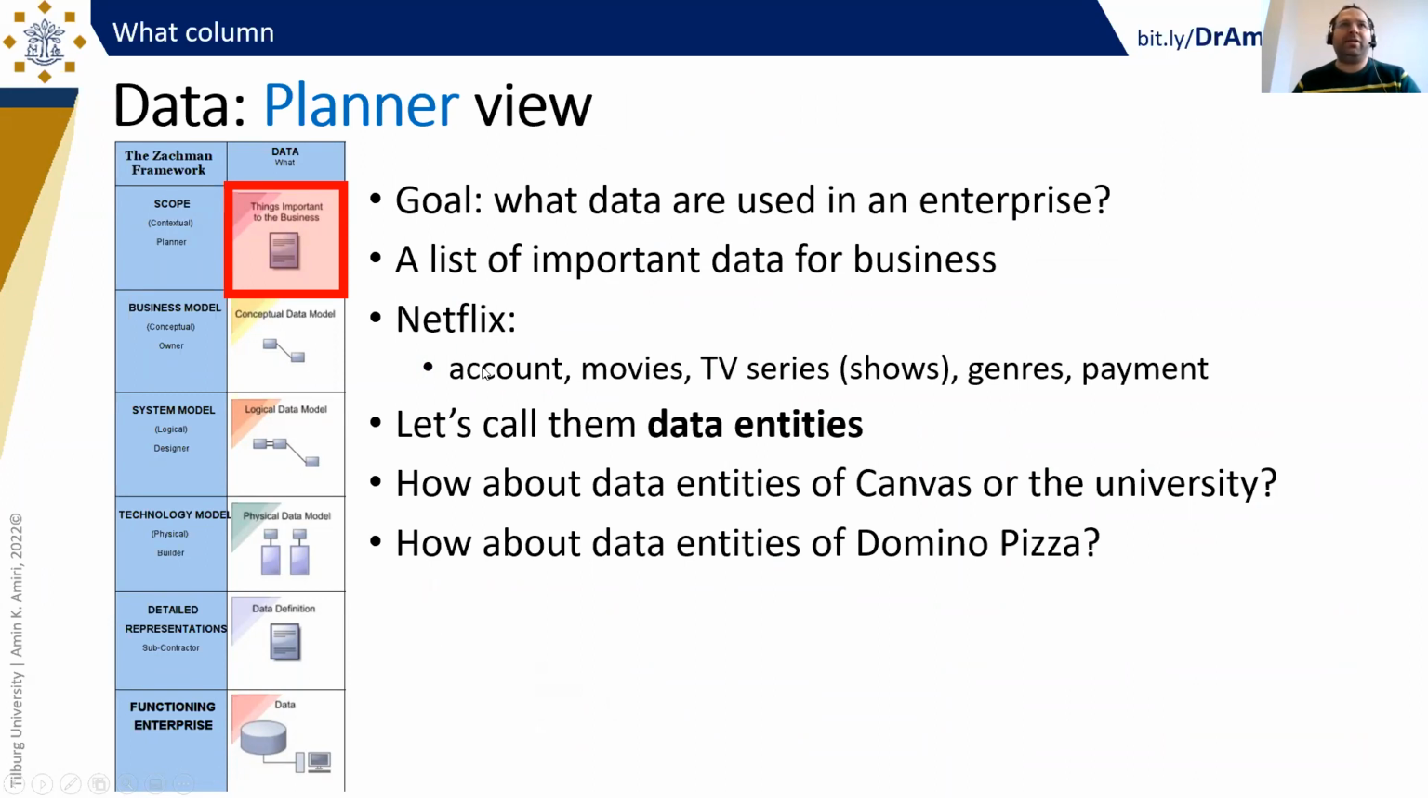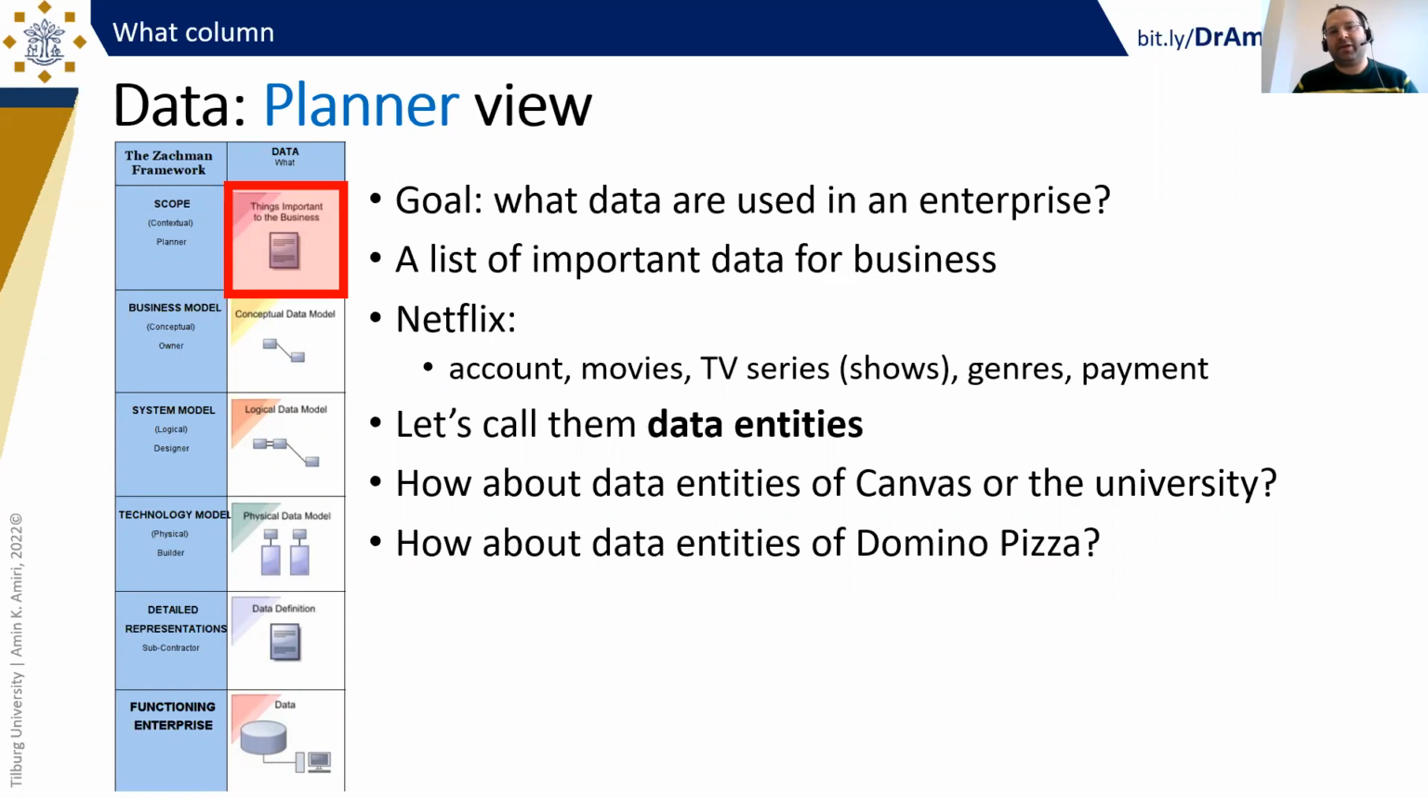On Netflix, you can say that to the executive board, the number of movies is important to them, the number of accounts is important, the number of TV series, genres that they have, and payment. These are the data that they care about a lot. And let's call these data entities. Account is a data entity, movie is a data entity. What are the data entities of Canvas from the board's point of view, in your opinion?